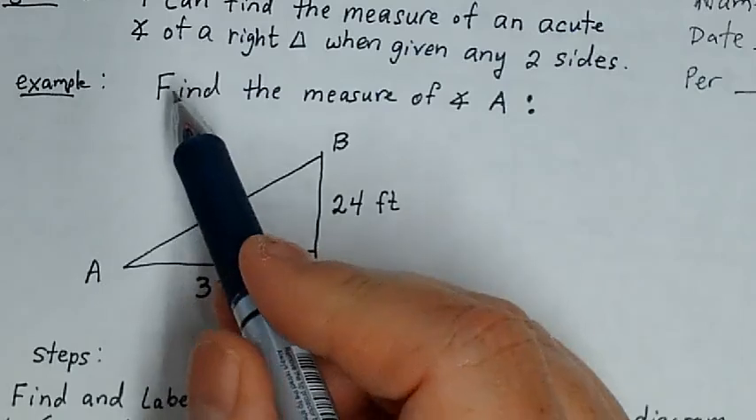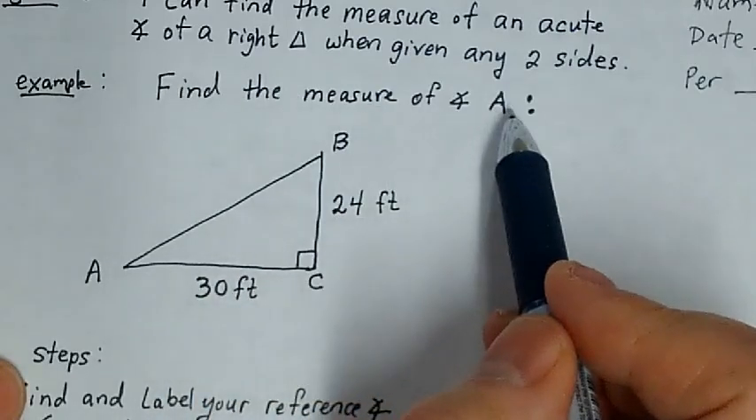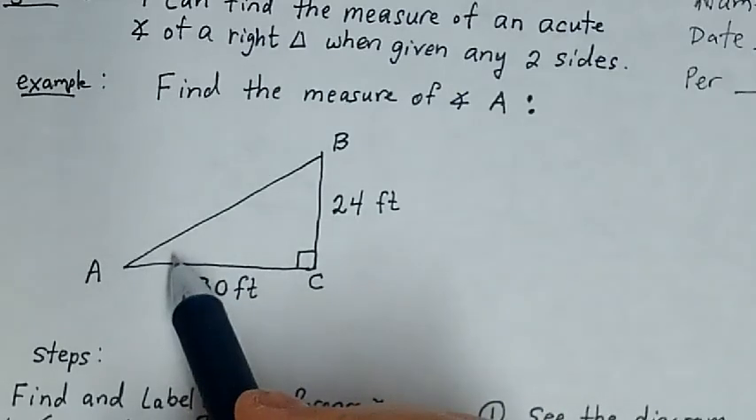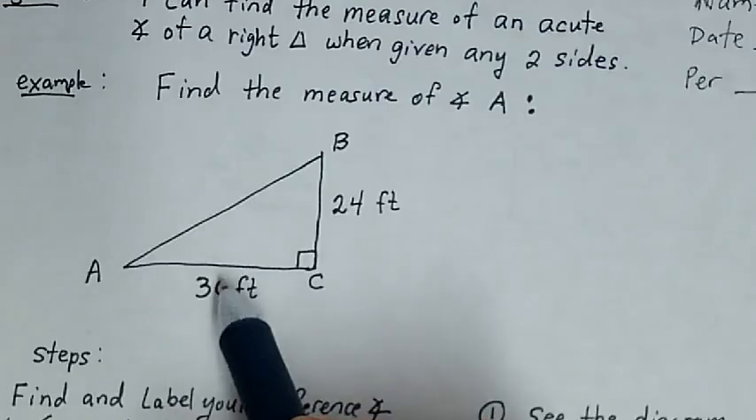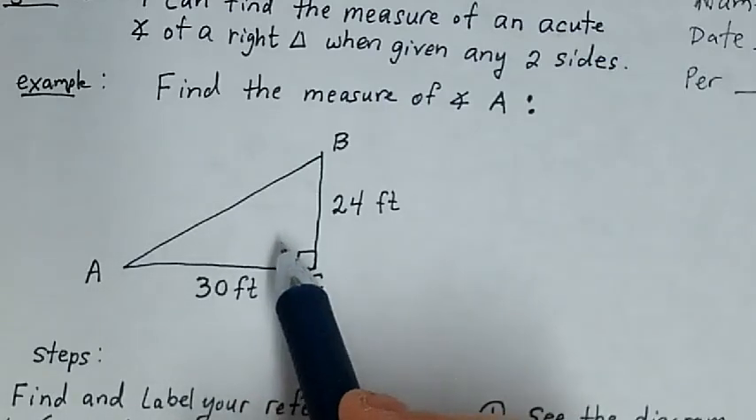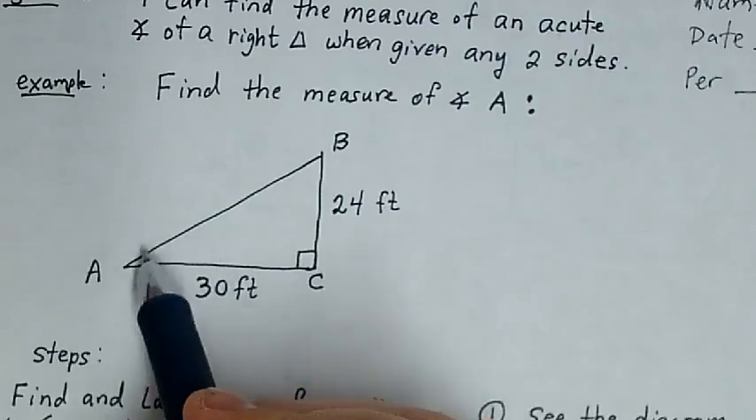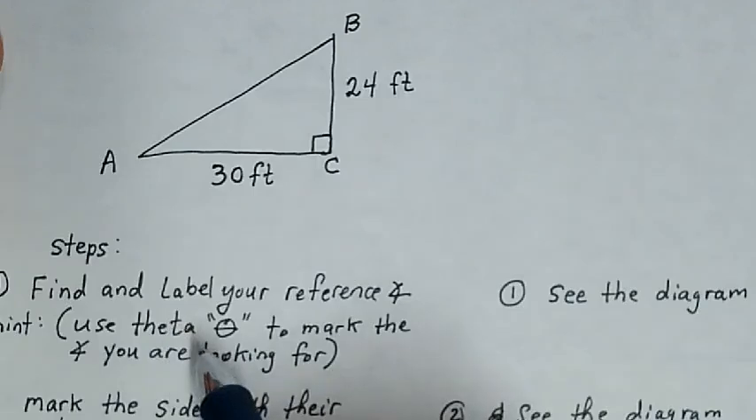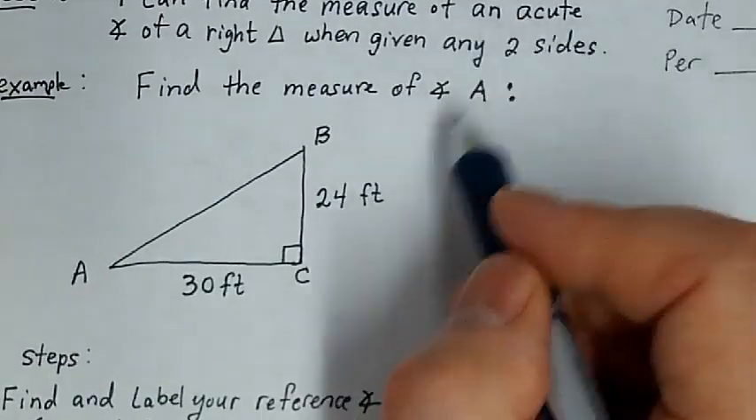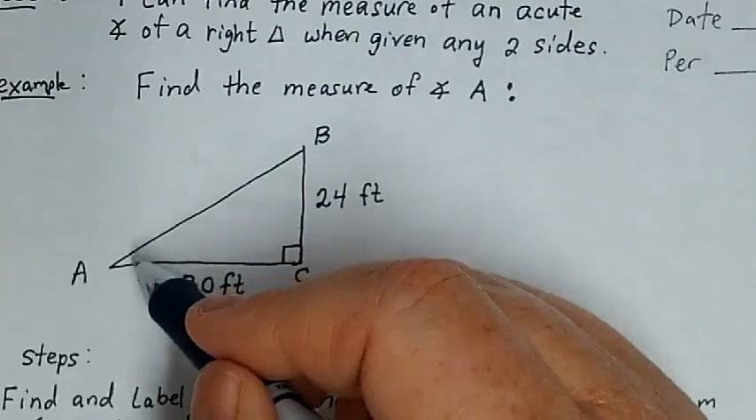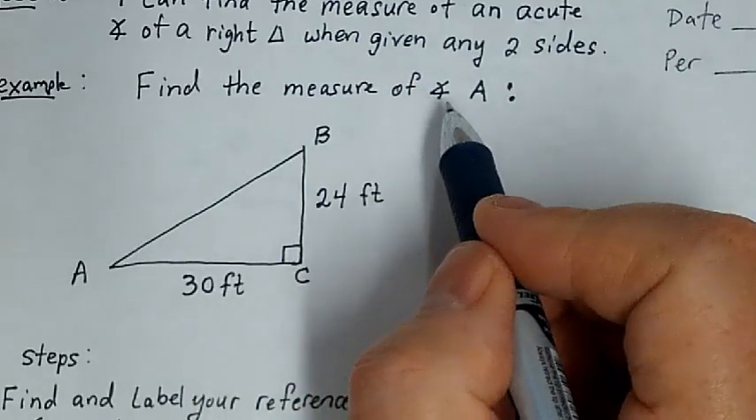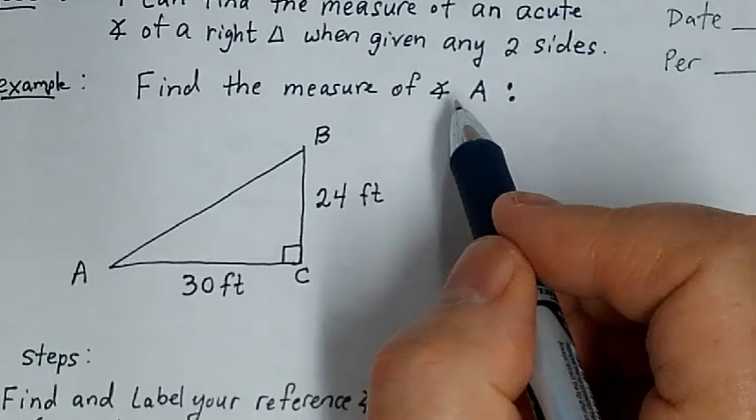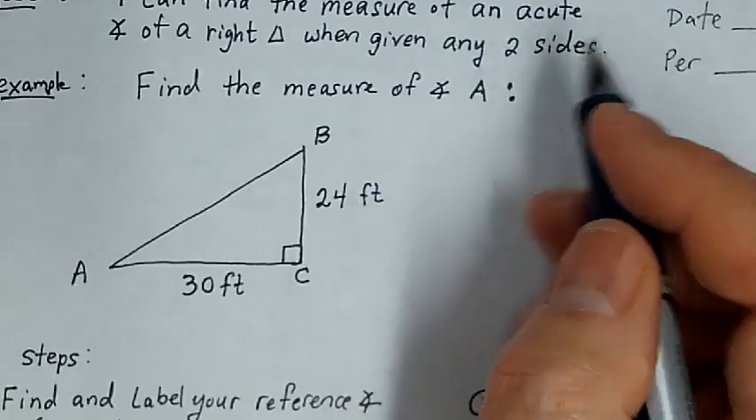Number one, we look at our example to find out how to do this. We're finding the measure of angle A. All of a sudden, we're given two sides, but no angle. When before we were given an angle and one of the sides, but today we're looking for an angle. And the first thing I always say is find and label your reference angle. The reference angle in this case, since they do not give you one of the acute angles, will be the angle you're looking for. So the angle you're looking for is going to be the reference angle.